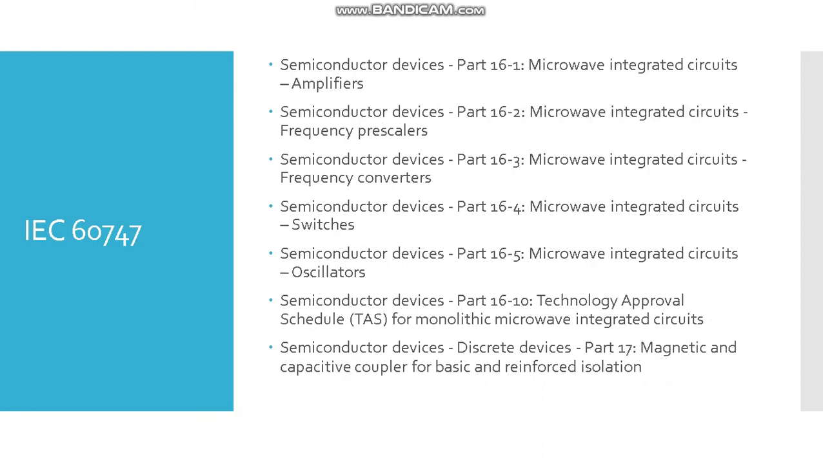Next is the amplifiers, the frequency prescalers, the frequency converters, the switches. Next, the oscillators. Then the technology approval schedule for monolithic microwave integrated circuits. The last part is the magnetic and capacitive coupler for basic and enforced isolation.